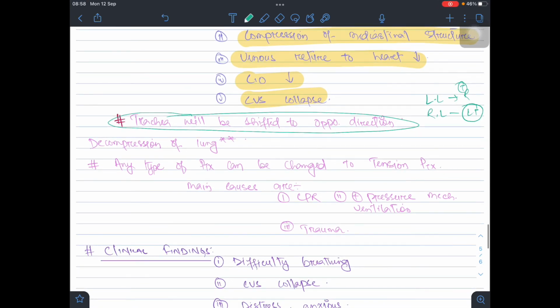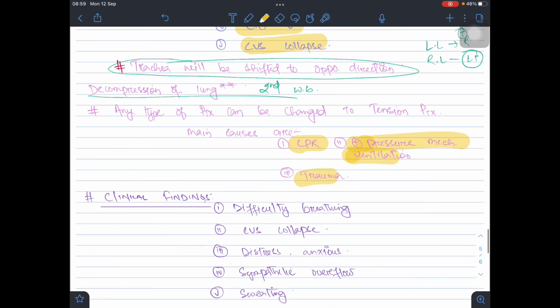And decompression of the lung with a wide bore needle through the second intercostal space is the most important and life-saving step here. Any type of pneumothorax can be changed into tension pneumothorax, and the most important causes can be CPR, positive pressure mechanical ventilation, and trauma. These are the three main causes of tension pneumothorax.